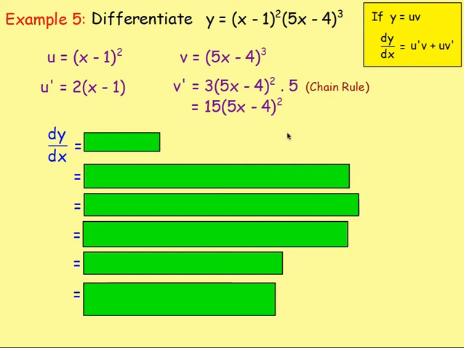That is what v dash will be. dy by dx will equal what, Danielle? Good, u dash v plus uv dash. From there we can start subbing in different values.